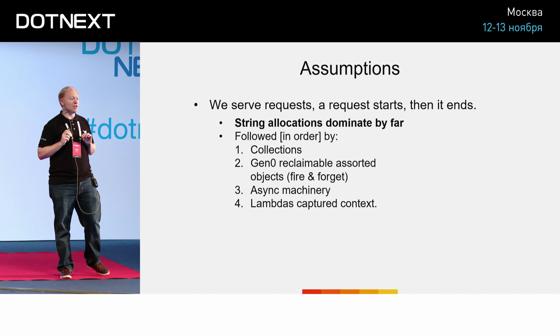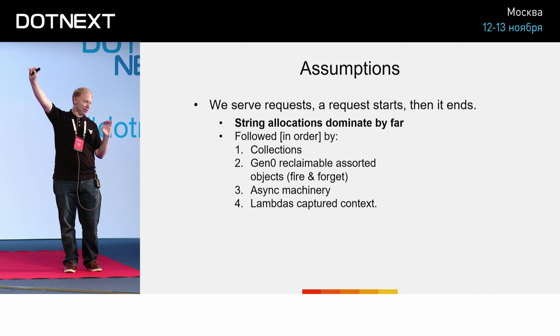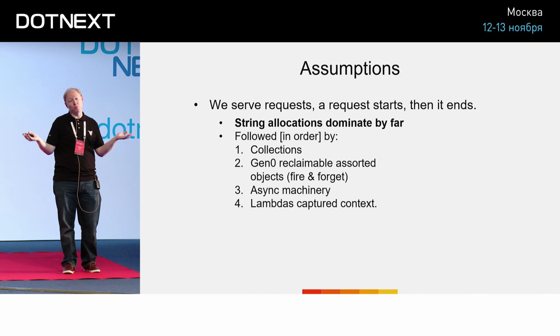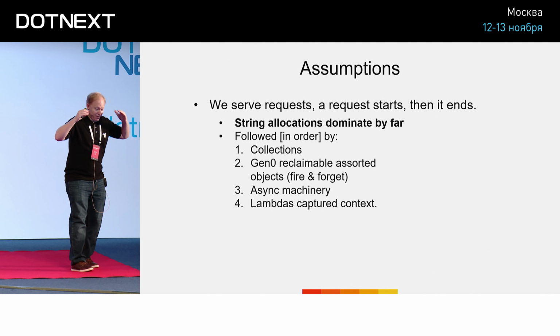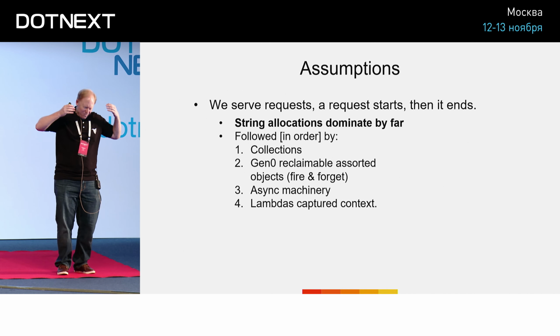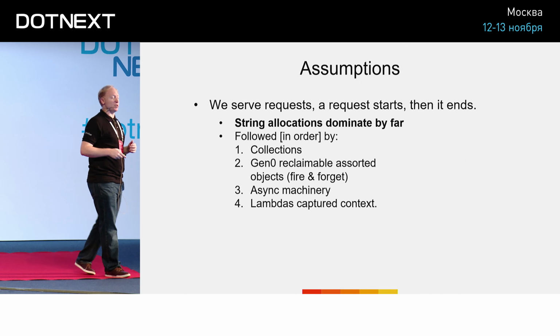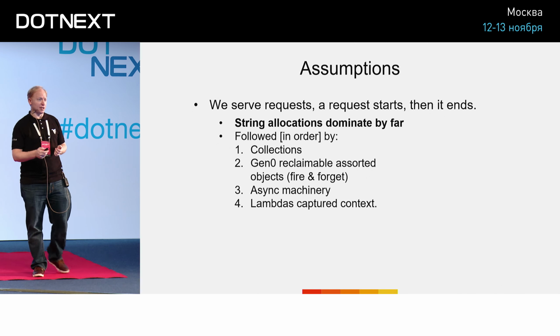Like, for instance, if we measure allocations under this model, you can find that for each request, what dominated, and I mean by far, I say 90% of the allocations were strings. We are a database. We deal with strings. And next down the line, we're actually talking about collections, objects that we create that are going to be reclaimed on gen zero, so stuff that is fire and forget. Also, way down there, the async machinery, so when you have to do an await, you're essentially allocating. It's not much, but it adds up pretty fast. And also the lambda capture context.